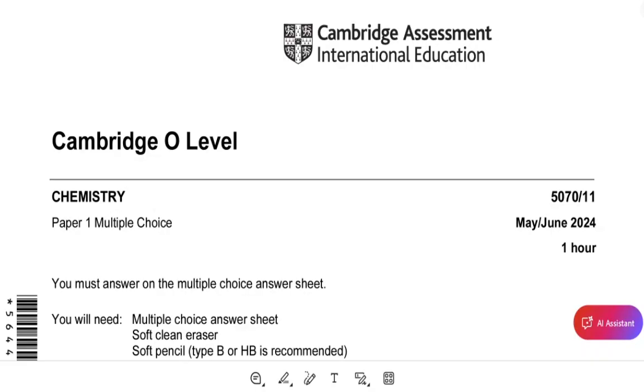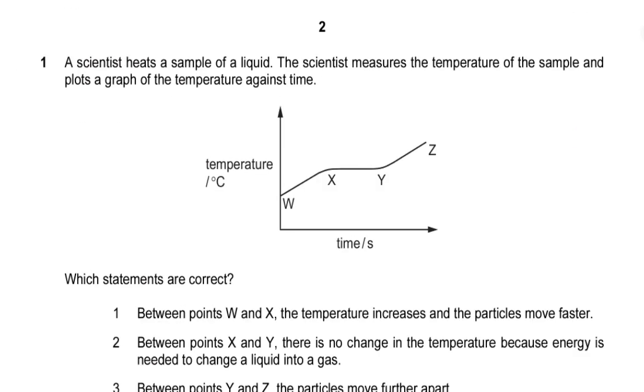So today in this lesson we are going to attempt paper 1 multiple choice questions from 5070 variant 11, May June 2024. So the first question of this paper is: a scientist heats a sample of a liquid. The scientist measures the temperature of the sample and plots a graph of the temperature against time. Which statements are correct? So this is the graph which shows the heating curve of the liquid.